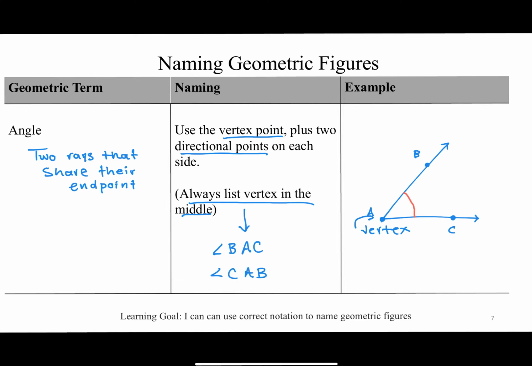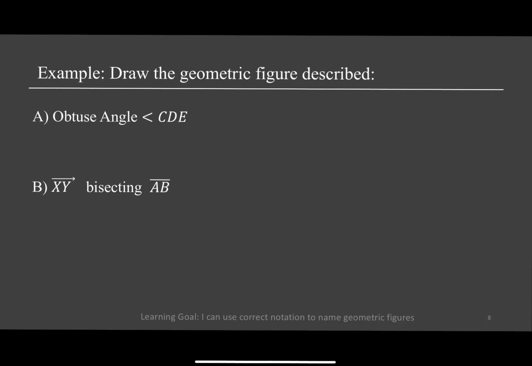So now that we've talked about the notation for the different geometric figures, let's look at a couple examples where we're actually going to draw diagrams based on a description using that notation. So for part A, it says draw obtuse angle CDE. And so the first thing I'm going to want to think about is, what does an obtuse angle look like? There's really no specific shape I'm looking for here, as long as you can represent an obtuse angle as something that's more wide than a right angle or more stretched out.